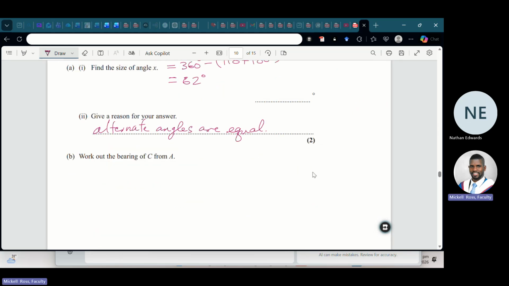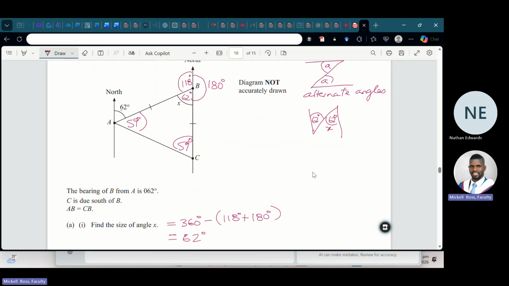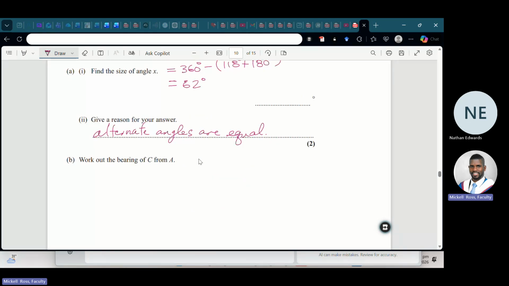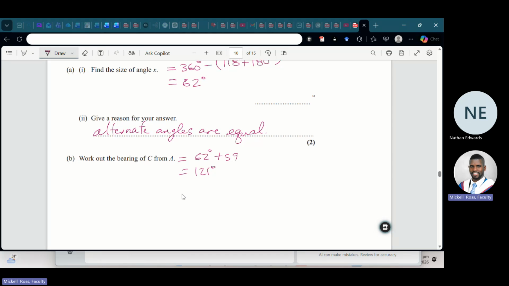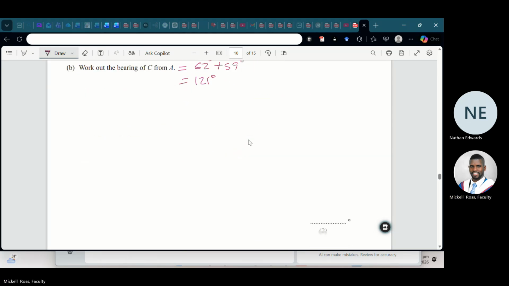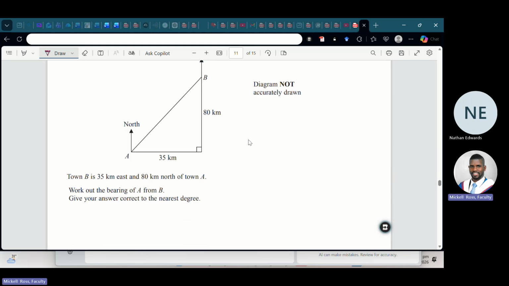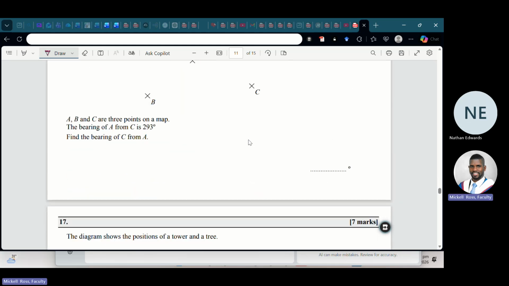Work out the bearing of C from A. So it is C from A. We already worked it out. So if I am at A, how far do I need to turn my head so that I'm looking at C? So C from A is going to be equal to 62 degrees plus 59 degrees, which is 121 degrees. So that's what we would end up with for the bearing. Let me see if there are any more difficult questions.